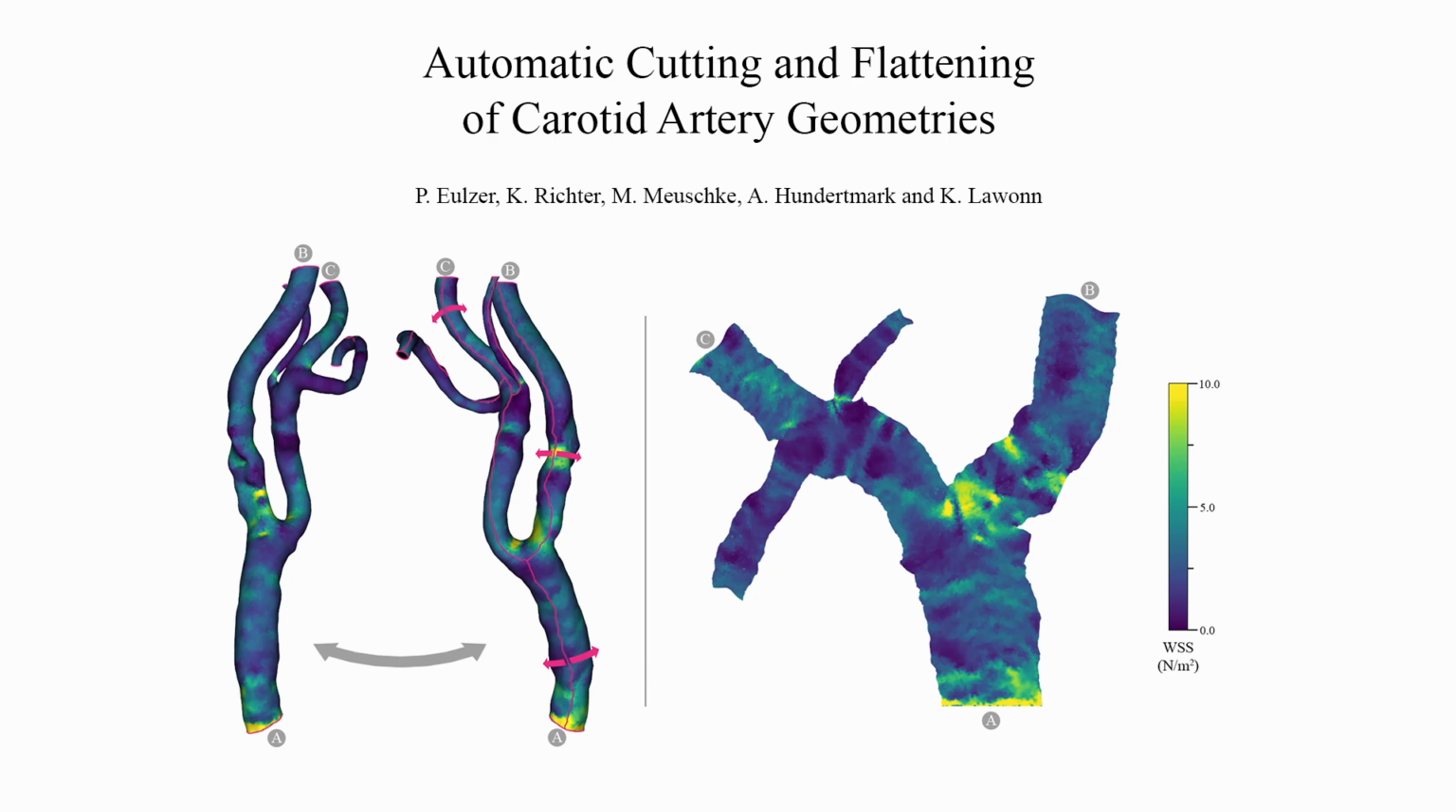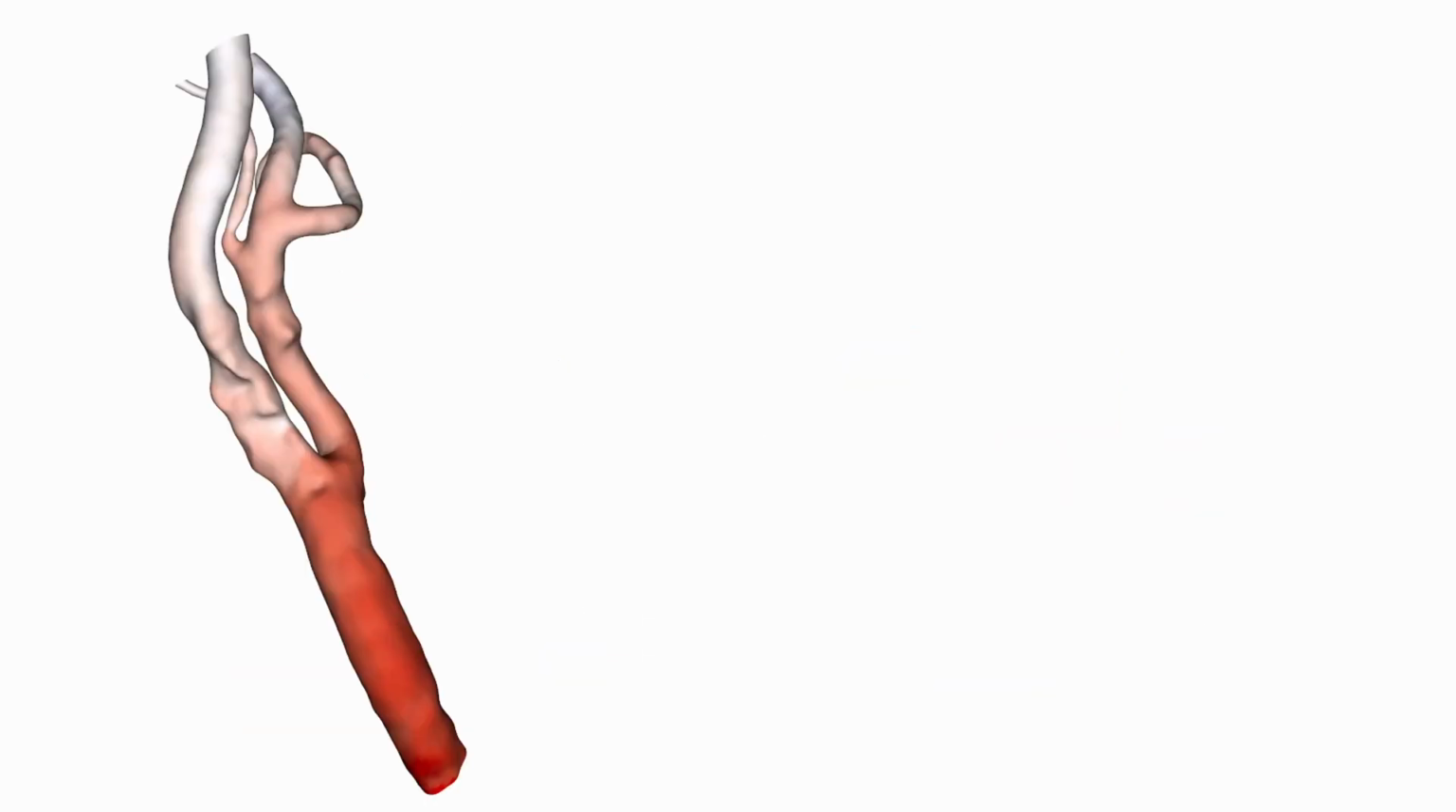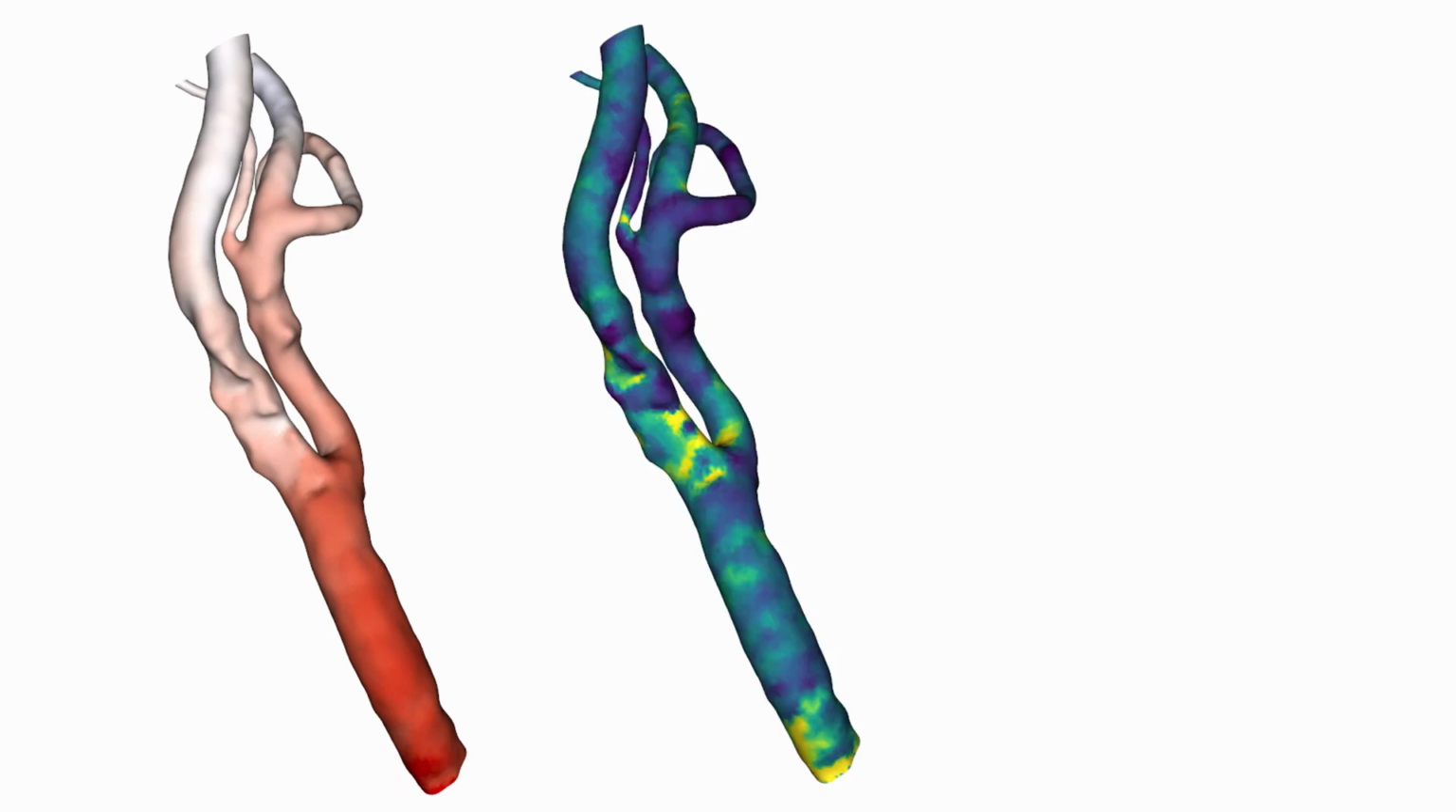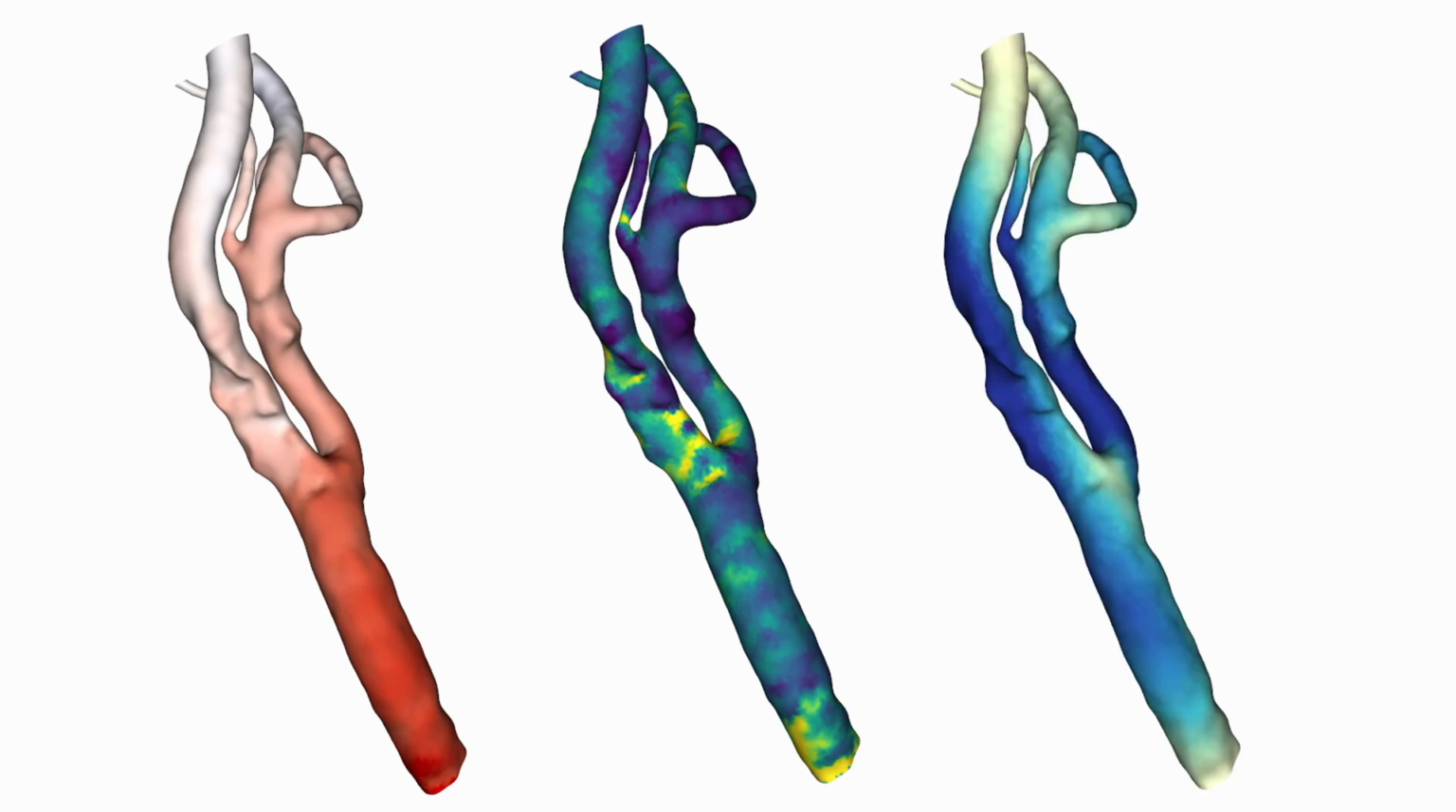This is a supplementary video for our work on automatic cutting and flattening of carotid artery geometries. For research on cardiovascular diseases such as atherosclerosis, it is important to understand the impact of different parameters on the vessel walls. These can be measured values such as wall thickness or plaque occurrence, but also values derived from hemodynamic simulation such as wall shear stress.